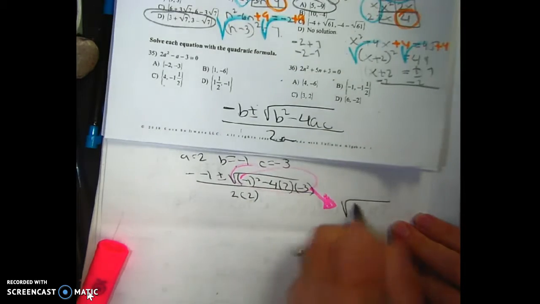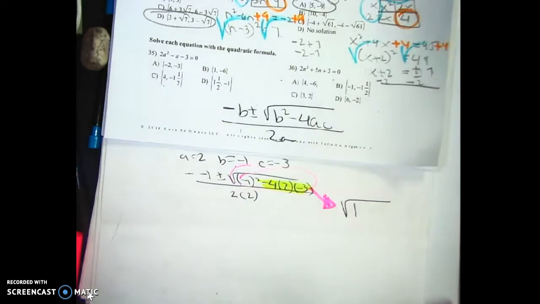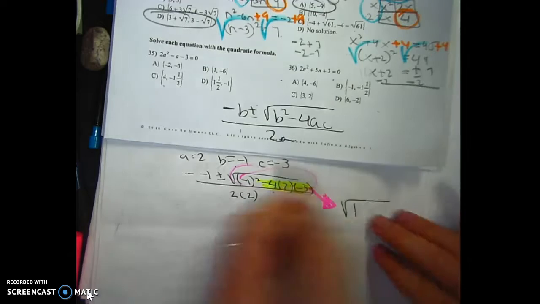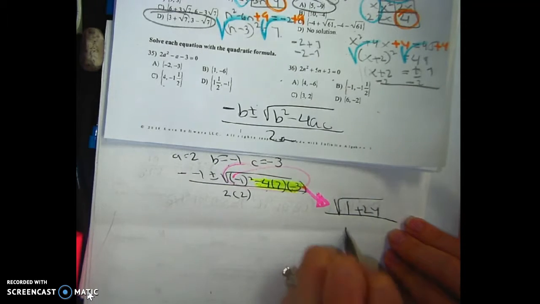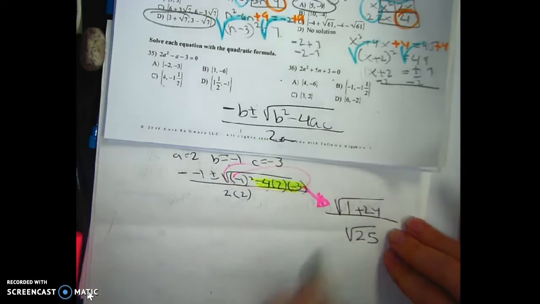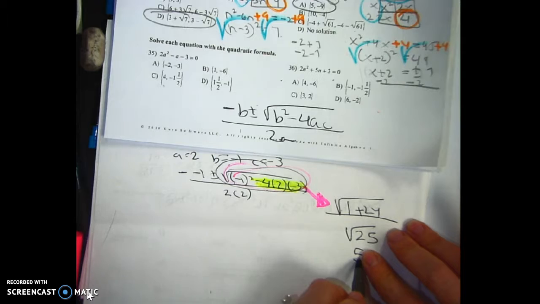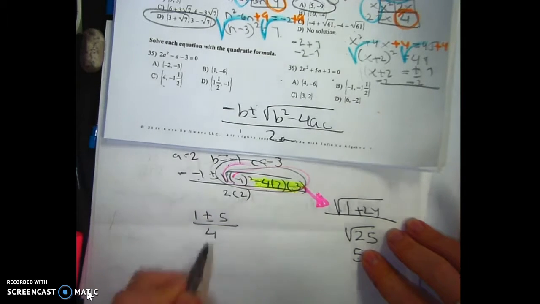Negative 1 squared is 1. And then I multiply all of this. 4 times 2 is 8, times 3 is 24, and a negative times a negative is a positive. And then 1 plus 24 is 25, and the square root of 25 is 5. So all of that turned into a 5. So negative of negative 1 is 1, plus or minus 5 over 4.